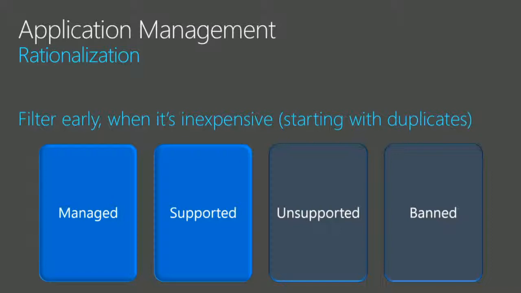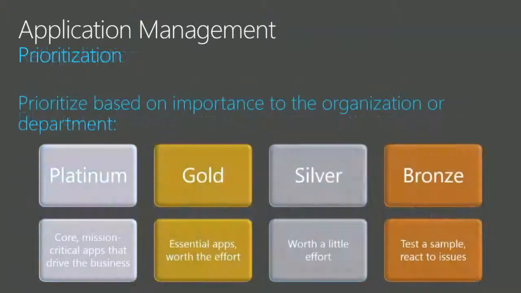If iTunes breaks on a machine, I probably don't care. And then there are banned applications. Like if they're installing BitTorrent on a machine, you probably don't want that. So you can put in AppLocker rules or other things to actively block those applications from being installed. So that's the first exercise. After getting rid of the duplicates, after getting rid of the hardware utilities, after all of that stuff, you can then prioritize within each of those categories.